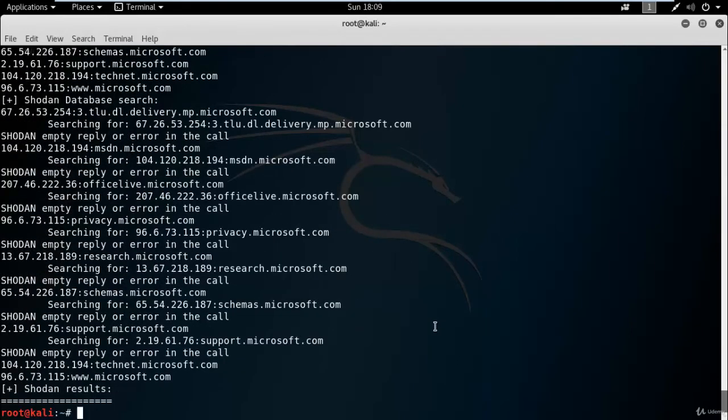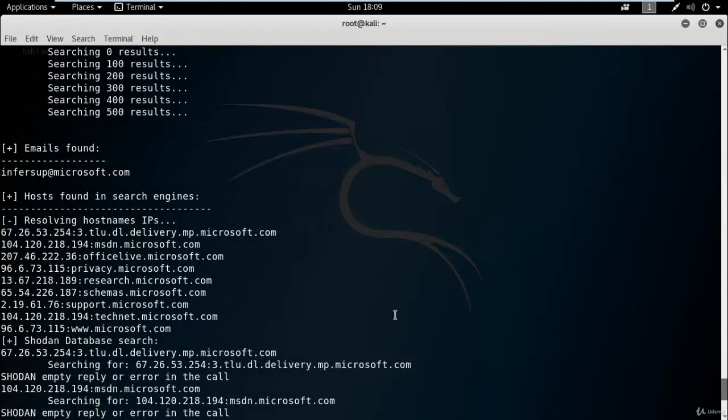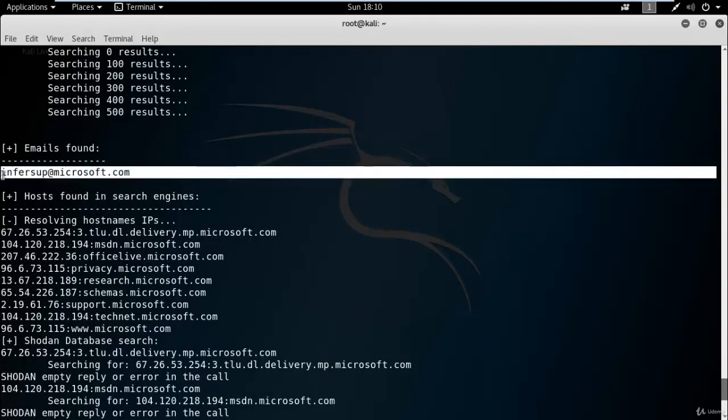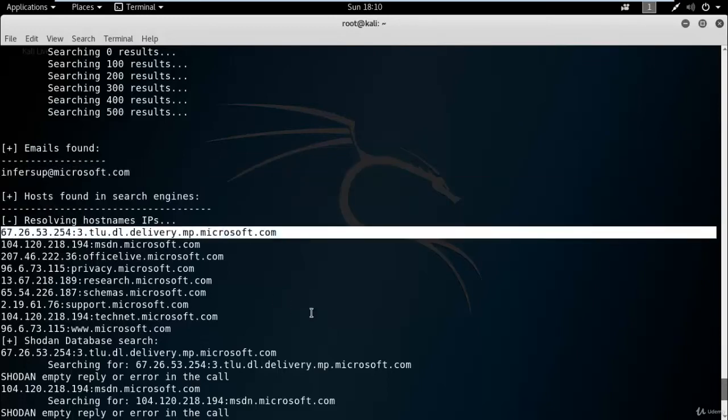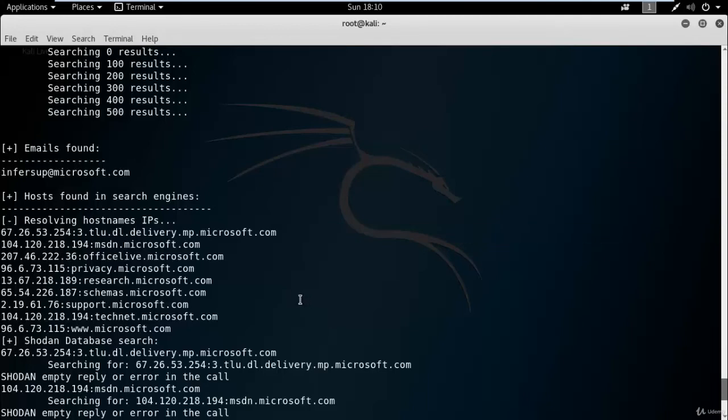You can see the number of results for Microsoft.com. Here you can see email address information, hostname to IP address information, Shodan database information.